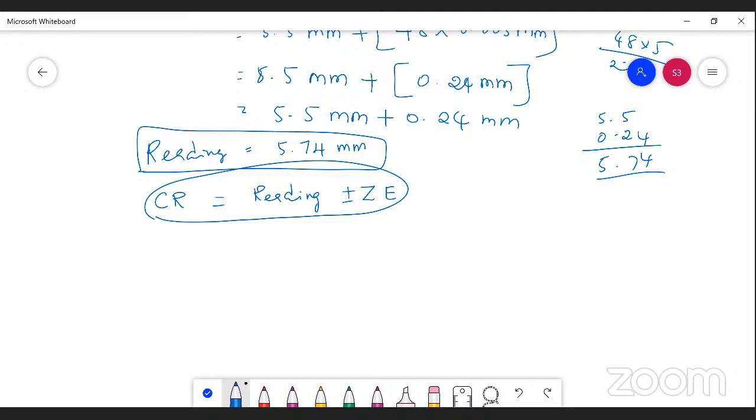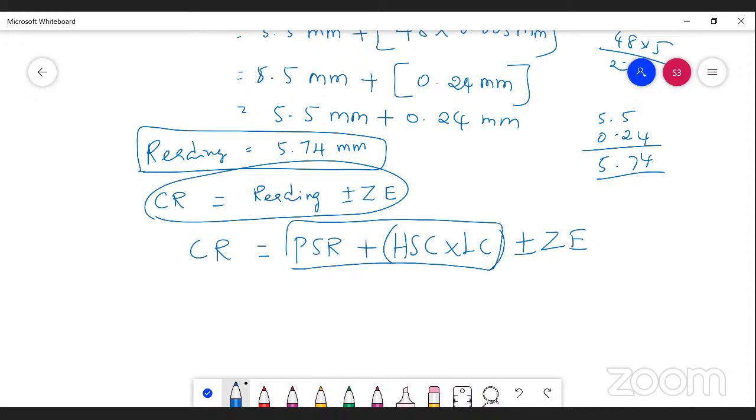In your question, the error is positive. So what is the reading? Pitch scale reading plus head scale reading. Head scale reading is nothing but head scale coincidence into least count, plus or minus zero error or zero correction. If the error is positive, the correction is negative. If the error is negative, the correction is positive. So the correct reading is pitch scale reading plus head scale coincidence into least count, which is the reading of the screw gauge, plus or minus zero error. This is the general formula of correct reading.